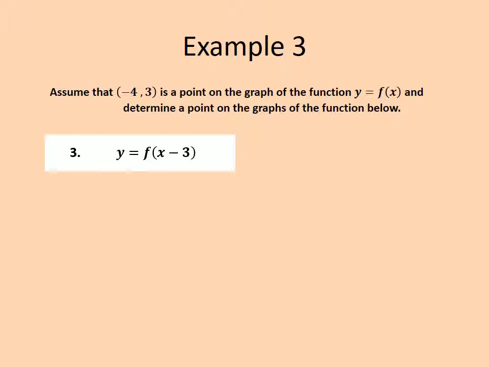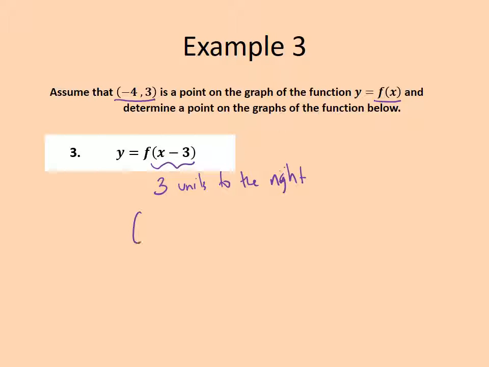This example is not actually graphed. So really the only way you can do this example will be algebraically. So if you've done all the other examples graphically, this one you'll need to do algebraically. So we have, assume the point -4, 3 is a point on the graph of the function y equals f of x, and determine a point on the graph of the function below. So we have y equals f of x minus 3. So since it says x minus 3, we know the x-coordinate's going to move 3 units to the right. Remember, it's always opposite what you think.